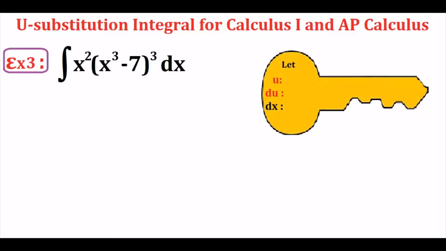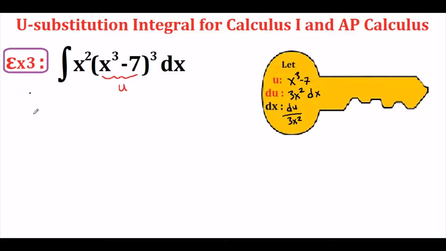Example 3. Our integral is x squared times the quantity x cubed minus 7 raised to the third power. This time we're going to call x cubed minus 7 part u because it is wrapped in parentheses and raised to the power. So let u become x to the third minus 7. Then du will be the derivative of this, which is 3x squared dx. Derivative of a constant is 0. If you solve for dx here, dx will be du over 3x squared.